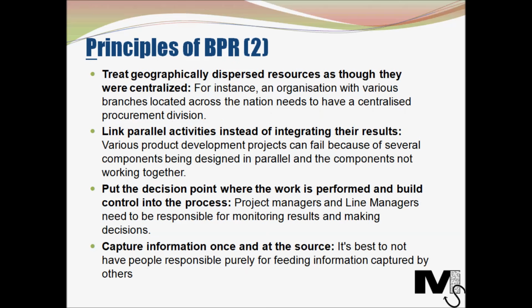Now, the next principle is treat geographically dispersed resources as though they were centralized. Any resources that are geographically dispersed need to work as a centralized resource to improve on efficiency. For instance, an organization with various branches located across the nation needs to have a centralized procurement division. Now, this ensures that goods can be procured in bulk in most cases, and the prices can actually be better.